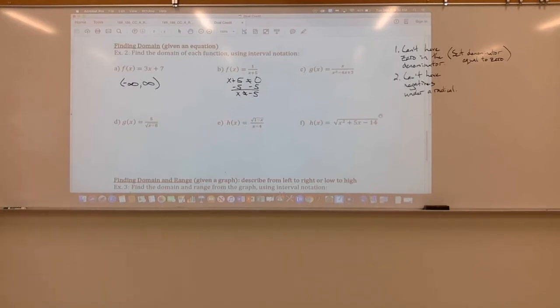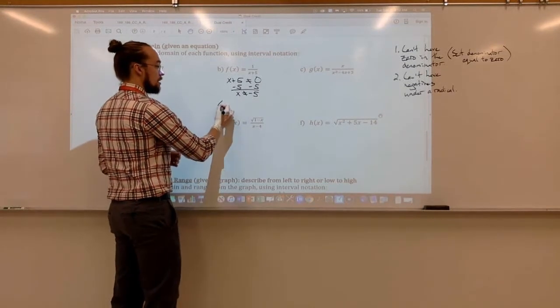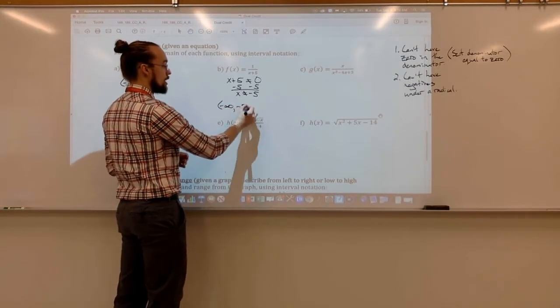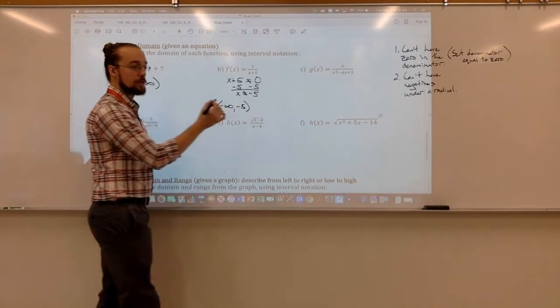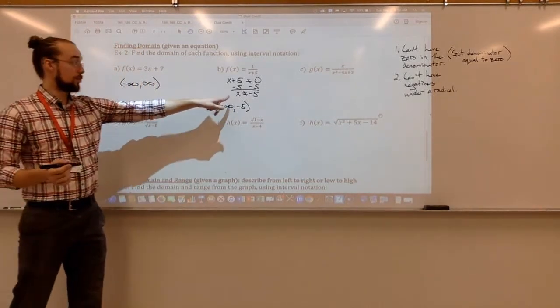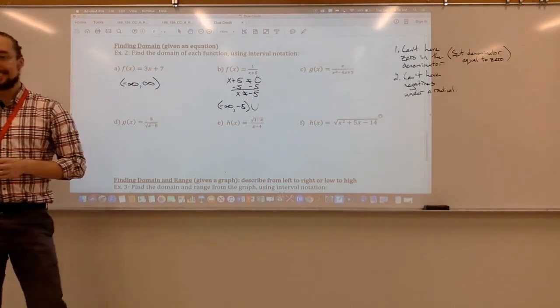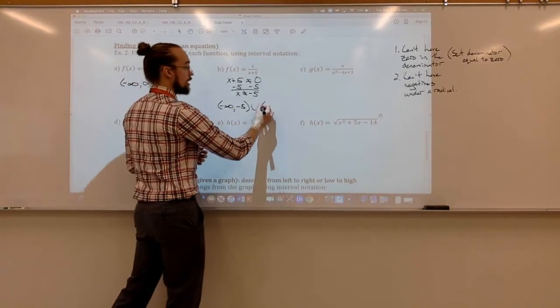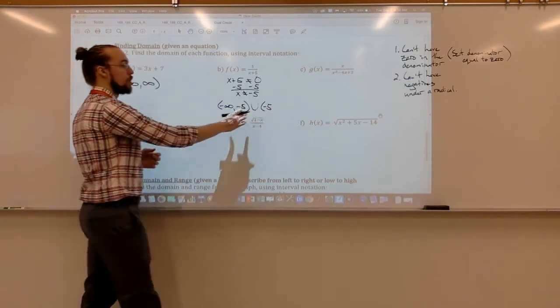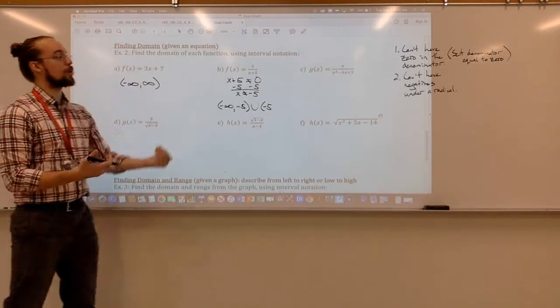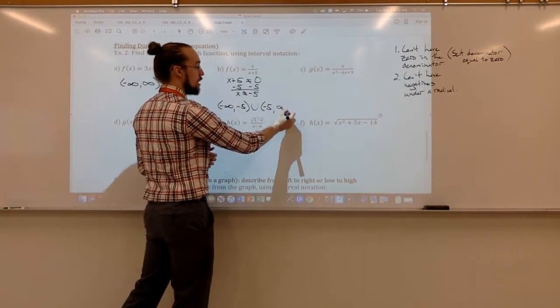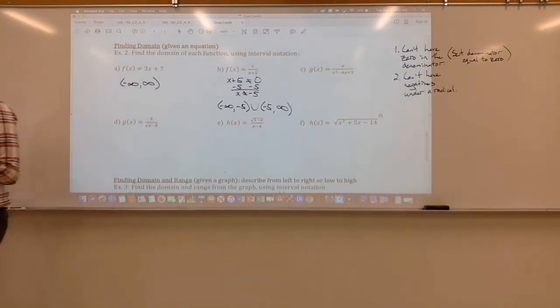How would I write my domain then? Negative infinity up to negative 5. I'm not going to include negative 5. Then I'm going to use our union symbol and pick up again at negative 5. So this is just kind of creating a hole in our domain. I'm skipping over negative 5 and then going to infinity, so I'm just not including that one value.